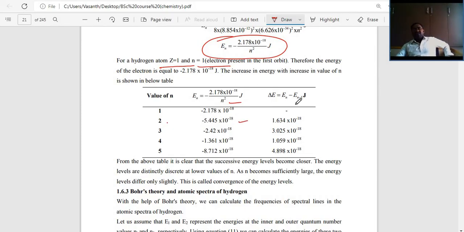Same thing, this is the difference in energy between initial and final. From this table, it is clear that the successive energy levels become closer. The energy levels are distinctly discrete at lower values of n. As n becomes sufficiently large, the energy levels differ only slightly. This is called the convergence of the energy levels.